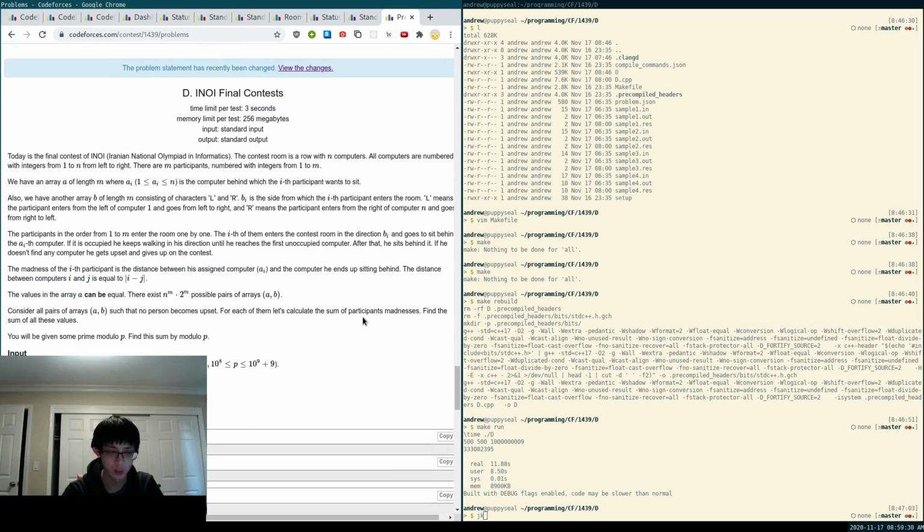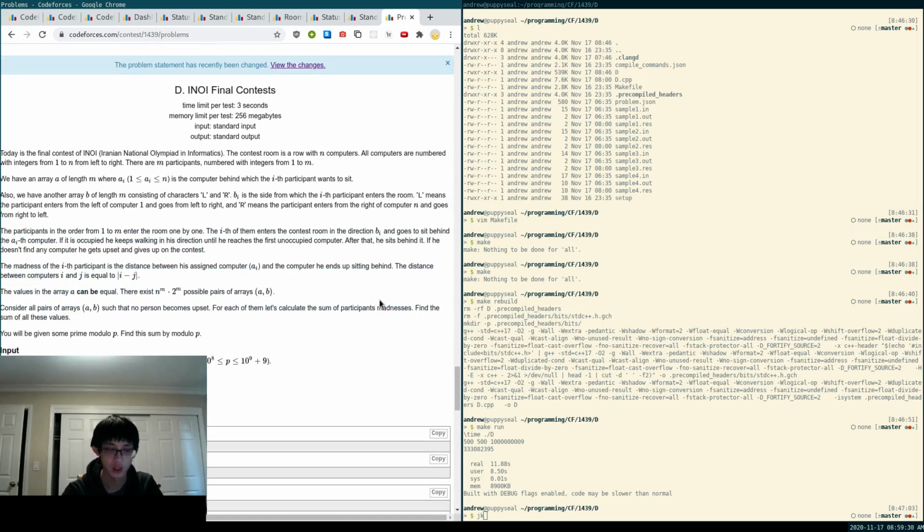Problem D was really just a DP. The key insight is you just look at where the last person sits. The last person has to sit. So first of all, let's take the range and divide it into intervals of places where people sit and then places where no one sits.